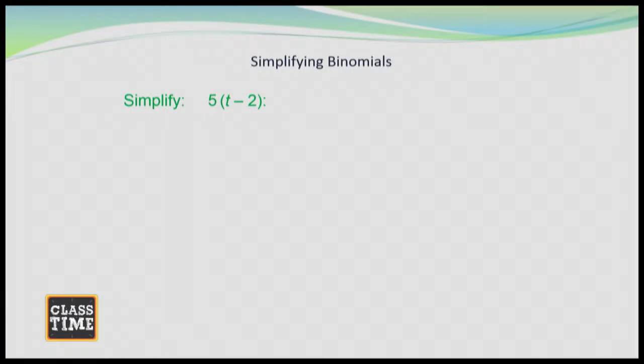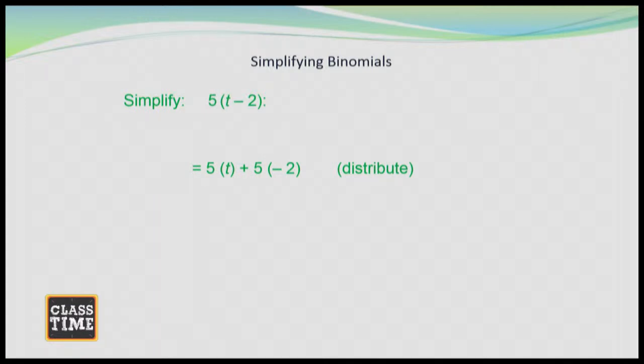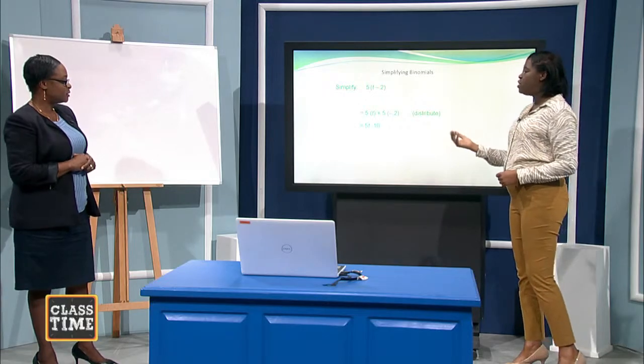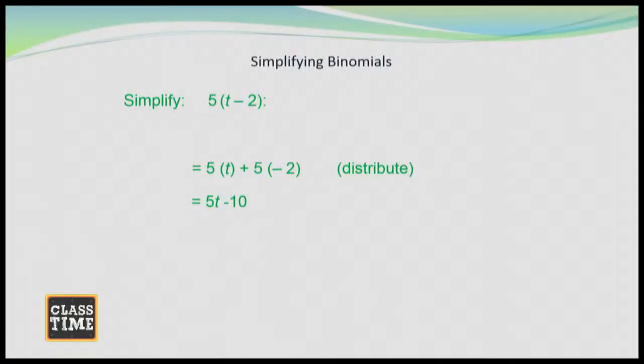We would use the 5, the multiplicand, to operate on the terms that are inside. So I'm thinking that the 5 will multiply the t, the variable, and the 5 will also multiply the negative 2. Thus, we distribute the 5 to each term inside the bracket. 5 multiplied by t would give us 5t, and 5 multiplied by negative 2 would give us negative 10. So here we have our binomial simplified.